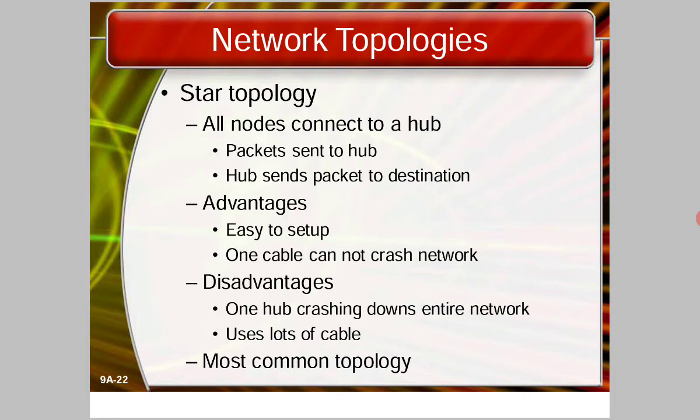So what are the advantages? Easy to set up, and one cable cannot crash the network. Means when one cable or one wire is disturbed or disconnected, the entire network won't be disturbed. The network will remain as it is, and there is no disturbance in the network. And what are the disadvantages? If one hub crashes down, the entire network goes down, and it uses a lot of cable. Means more cable is required. Like that, it is generally mostly used. It is also less expensive, a commonly used network topology.